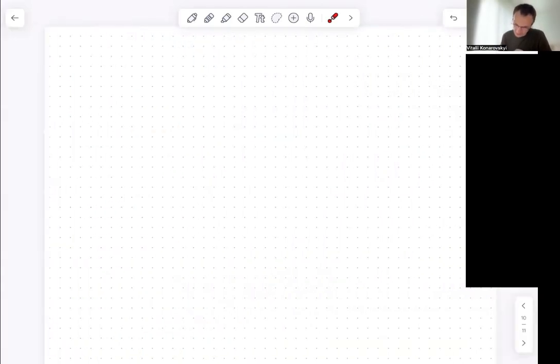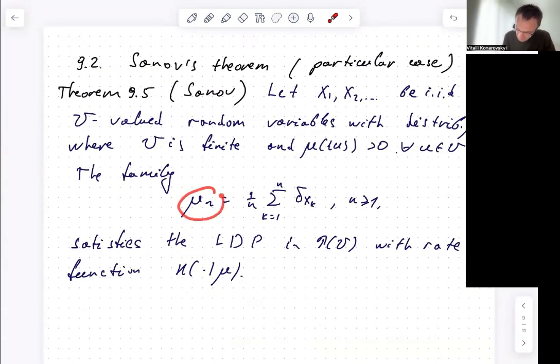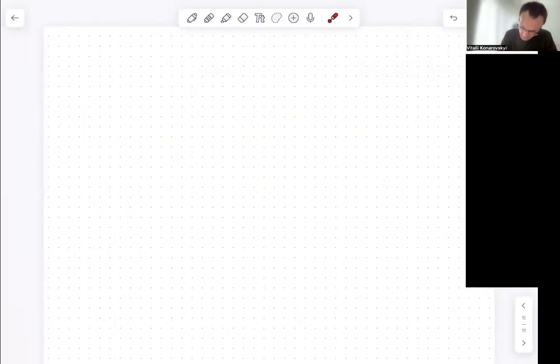Now we want to build random variables with values in this space in such a way that the map of these random variables will give exactly the empirical distribution for which we want to prove the large deviation principle. So let's define... and here the idea is simple. Let's take psi n, the indicator of xn equal to ui.